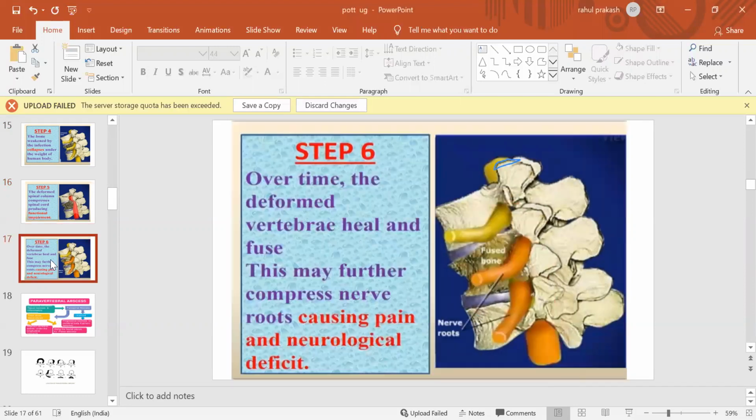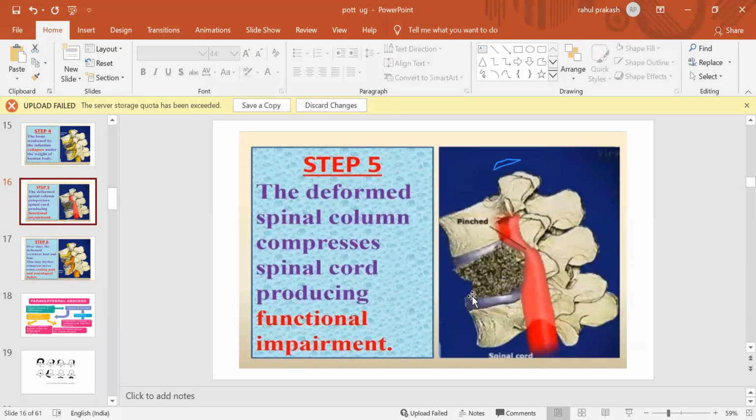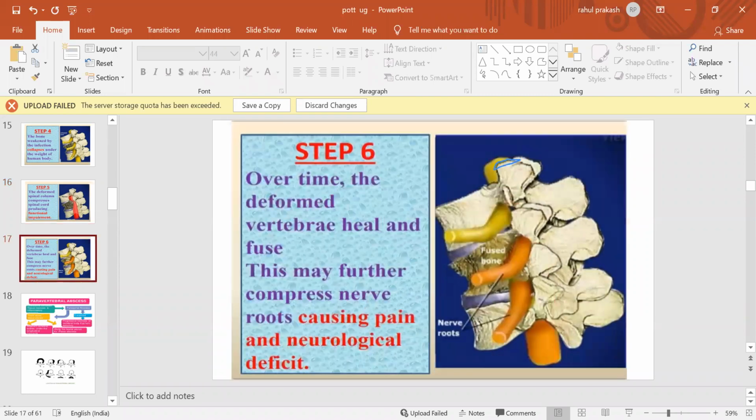Even after healing, sometimes if the disease gets halted in this area, like if there is a collapse of that vertebra and you started treatment like ATT and the disease gets healed in the same position, there would still be a compression of the nerve rootlet. So it is said that sometimes the vertebra heals but the neurology still persists.